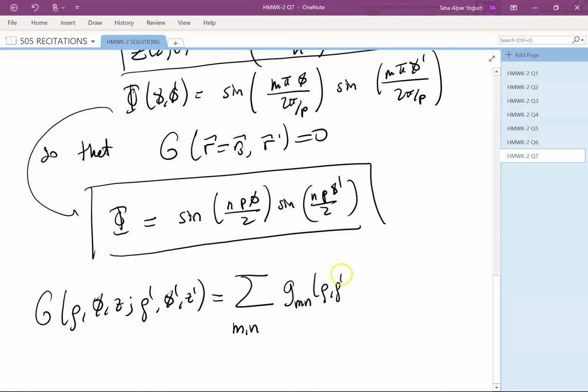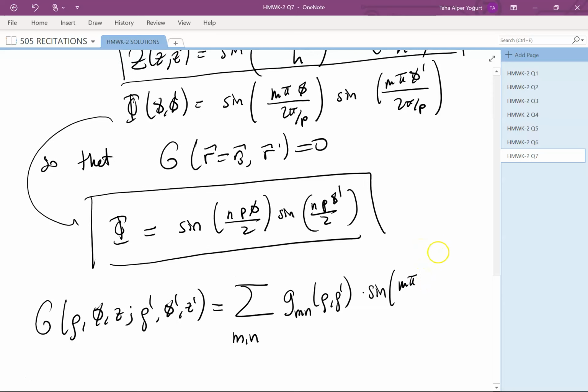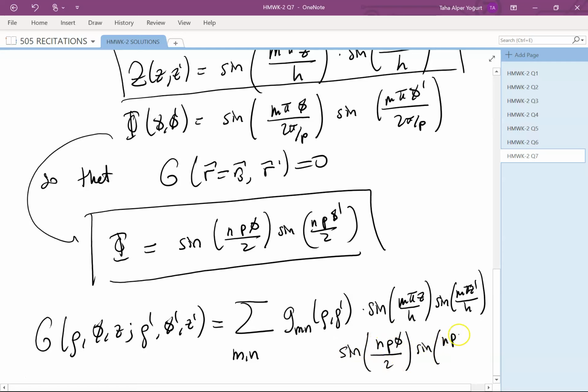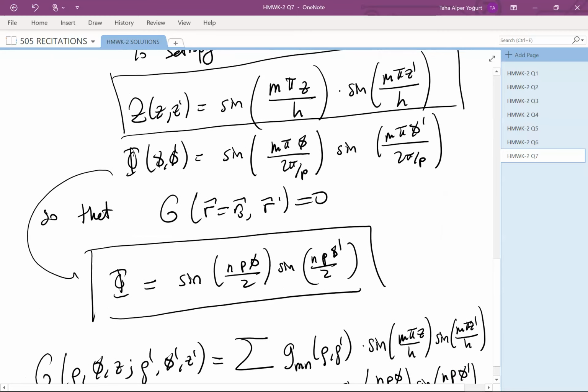G mn of rho, rho prime multiplied by all of these functions. Sine m pi z over h, sine m pi z prime over h multiplied by sine n pi phi over 2, sine m pi phi prime over 2. This is the whole expression for G. We are not done yet, of course.